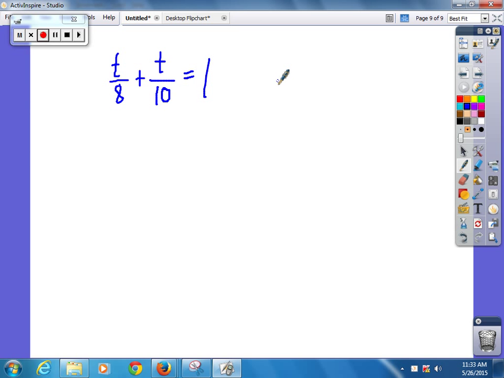All right, so here we go. And what do you need to clear the fraction? Multiply through by the what? The common denominator of 8 and 10 is 40. Baby step.